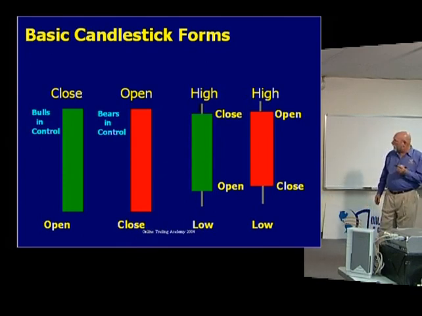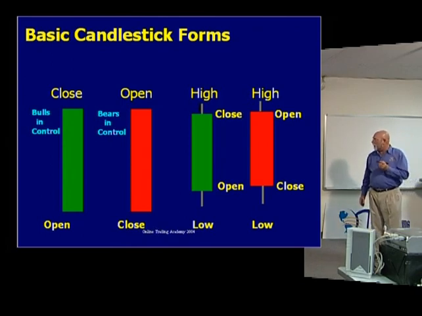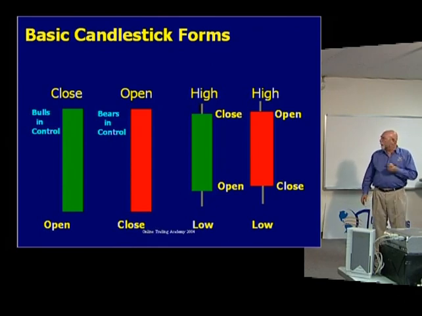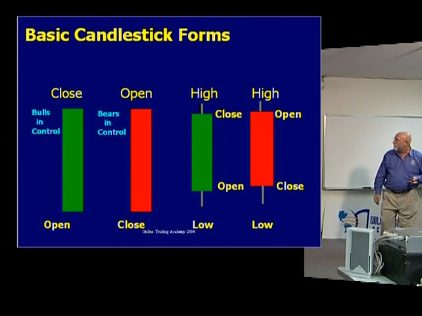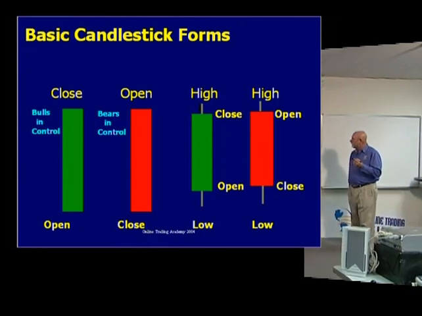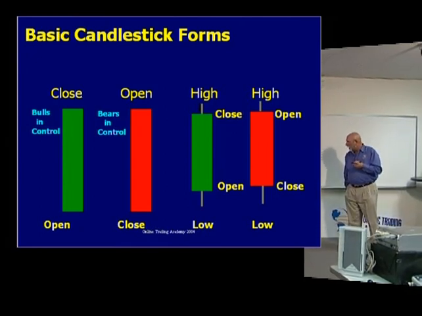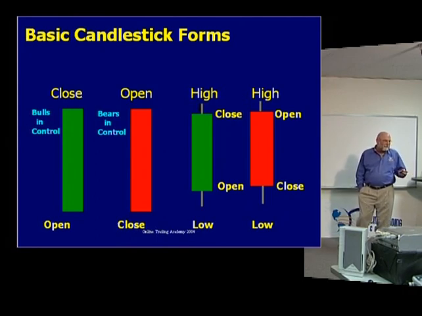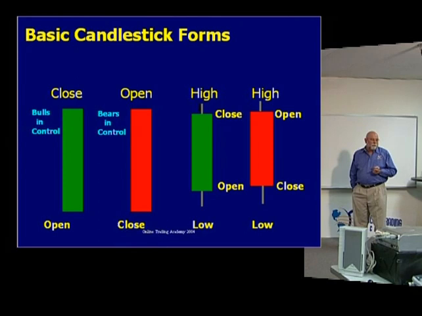And of course, a red one, the opening is at the top and the close is at the bottom. It opened high and it closed low. How do I know? It's red. The bears were in charge. The larger the real body, the more control. We also have the shadows on the top. We often refer to them as fuses, sticks, wicks, but the official term is called a shadow, and it is the range bar.